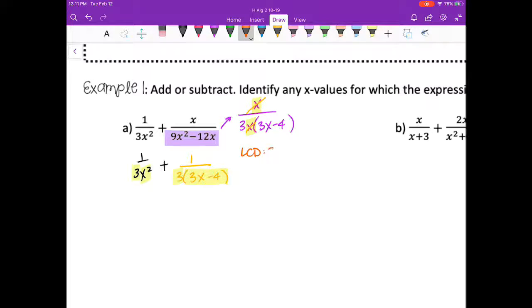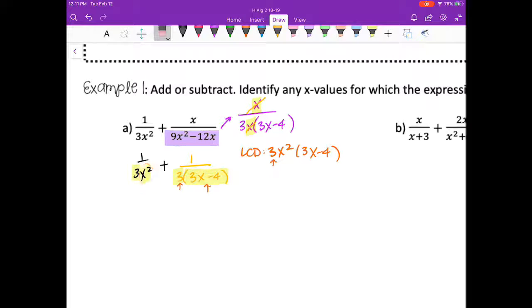Well, I know I'm going to need a 3 in my least common denominator. I'm going to need an x squared, since I've got an x squared right there. And then in our second fraction, we've got that 3 again. Well, I already accounted for it, so I don't need to worry. And then I am missing this 3x minus 4. So altogether, our LCD needs to be 3x squared times 3x minus 4.